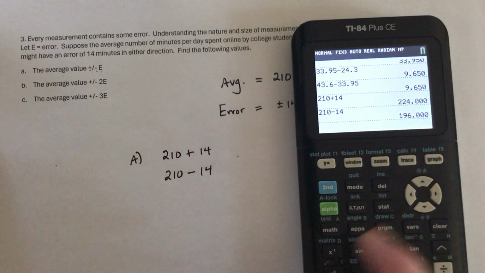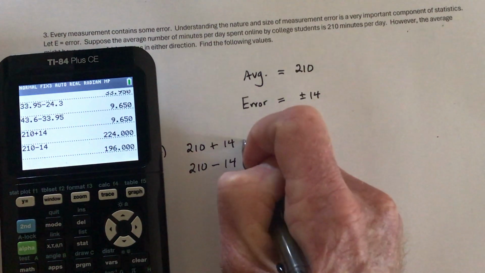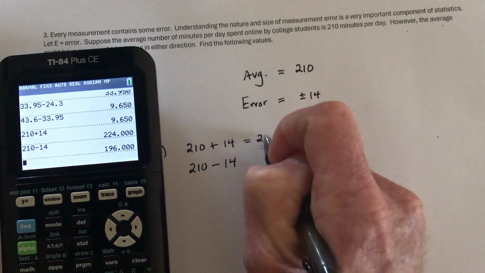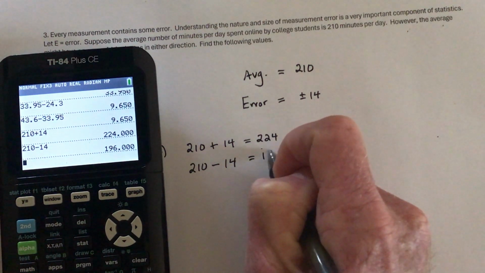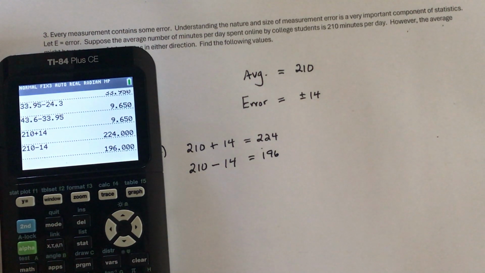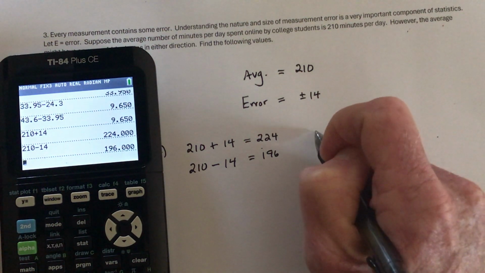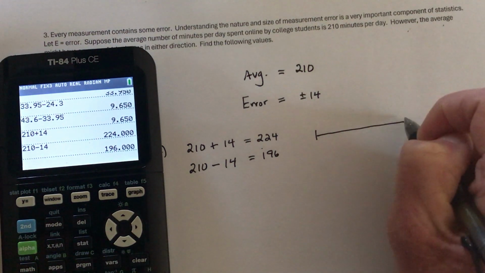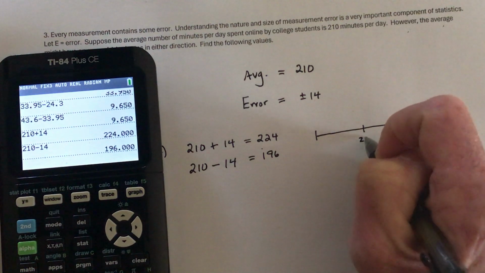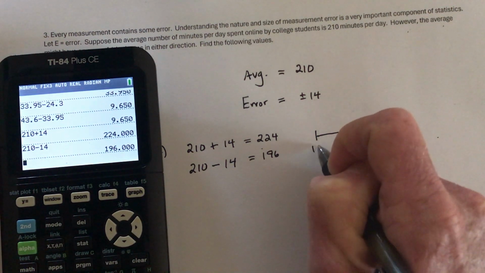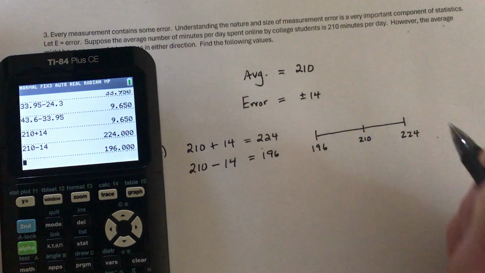So it could be, let me put it on this side so I can write. So it can be as high as 224 minutes a day, or maybe as low as 196 minutes a day. And to relate it back to what we were doing before, and also what we'll be doing in the future, is we would then say, well, the average goes in the middle, 210, and then you make an interval that goes from the small number, 196, to the bigger number, 224.